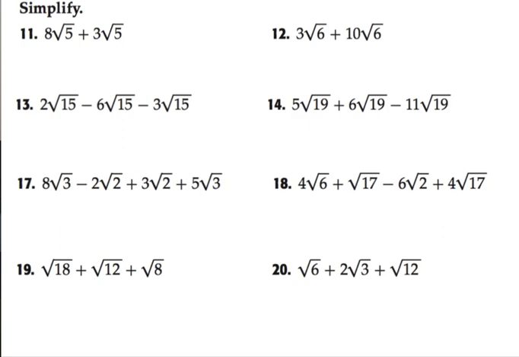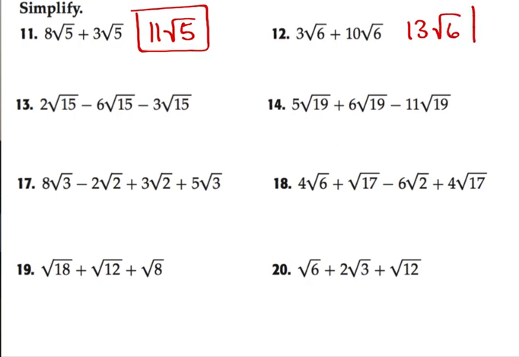Okay, let's go over these quick examples and then a couple more. Simplify 8 square roots of 5 plus 3 square roots of 5. Well, since they're both square roots of 5, you can just add them and get 11 square roots of 5. No problem there. Same with number 12. 3 square roots of 6 plus 10 square roots of 6 is going to be 13 square roots of 6. The square root of 6 is just 2 times 3. There's no pairs. Number 13, 2 square roots of 15 minus 6 square roots of 15 minus 3 square roots of 15. That's going to be 2 minus 6, which is negative 4, minus 3, which is negative 7, times the square root of 15.